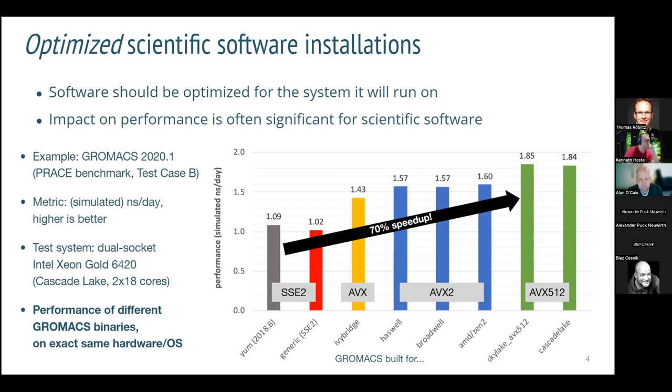So what does that mean? That means compiling for the hardware that's available to you, and you can get an increase in performance of up to 70%. But that comes at the cost of having to do that compilation, so having to compile for the architecture you actually have access to.